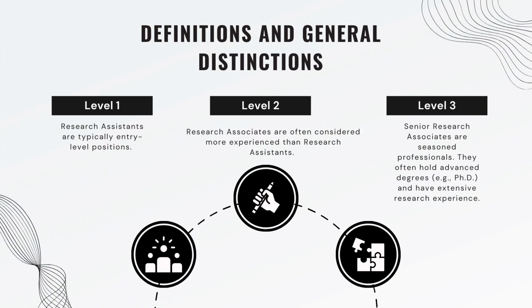Responsibility: research associates participate in diverse aspects of research, including project design, data analysis, and sometimes grant writing. They work more independently and may take on a supervision role with research assistants. Level 3 is more like a senior research associate, and they often hold an advanced degree and have extensive research experience.